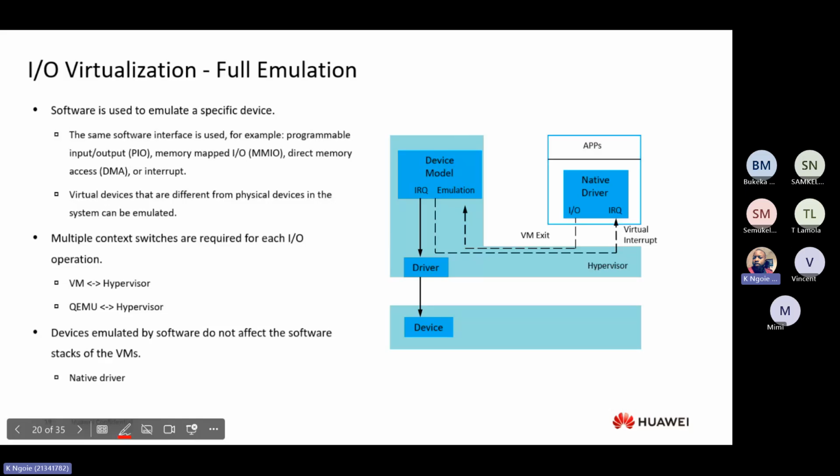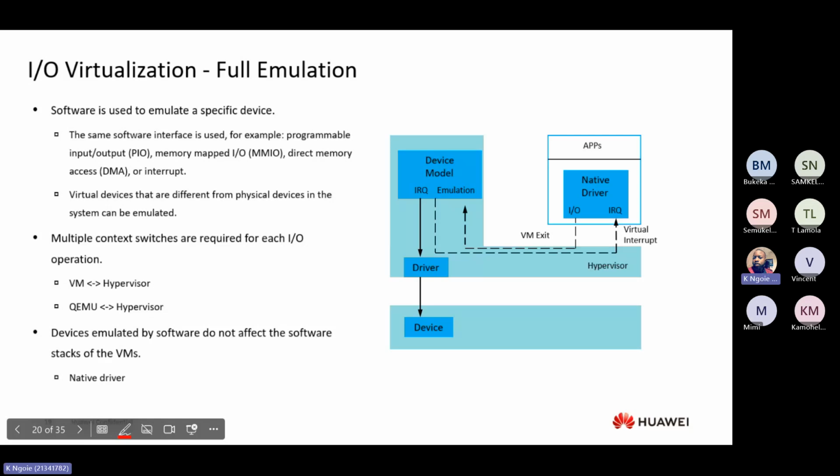So you have all those cards and devices, but in this case, we have them on a virtual level. You'll have multiple context switches that are required for all the input output operations. Which means that each input output operation will require multiple context switches. And those context switches are, you have your VM, which is also a hypervisor. You have QEMU.